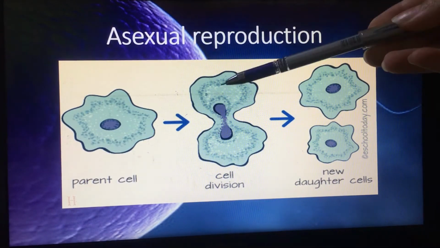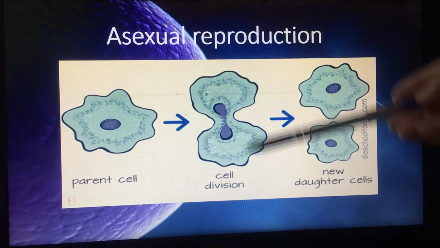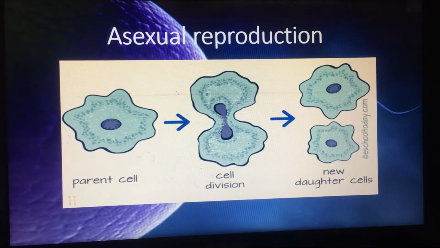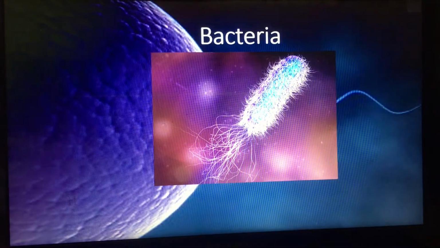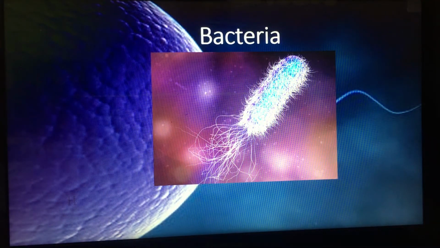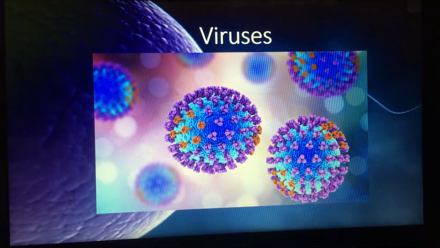If you focus here in the picture, we have asexual reproduction. We have one parent cell. This cell splits into two cells. So this type of reproduction is called asexual reproduction. Such as bacteria. Bacteria can reproduce by using asexual reproduction, and also viruses.